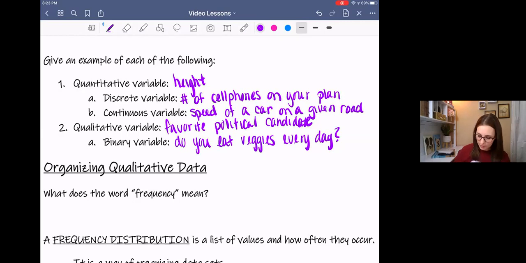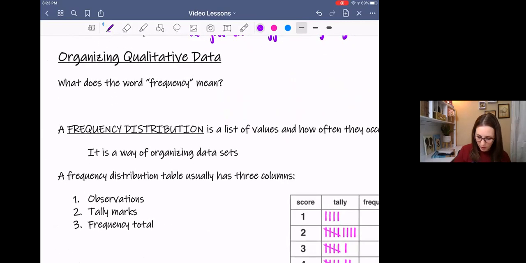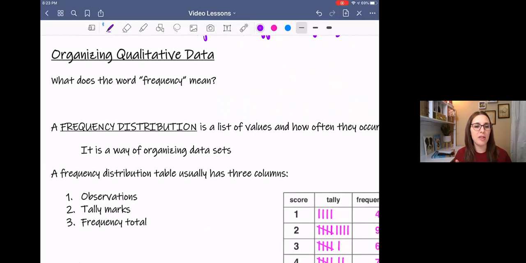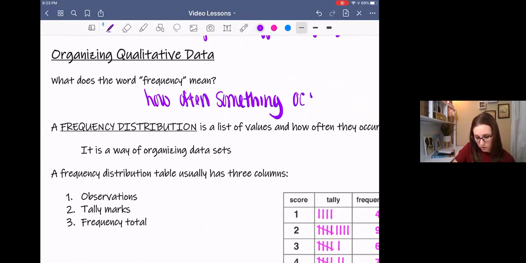So qualitative data. Let's talk first about what you might think the word frequency means. Think about that for just a second. You can pause it if you need to. In my mind, when I think of frequency, I think of how often something occurs. But I have a math mind, so I don't know if that's what y'all think. If it's something like that, then you're good.